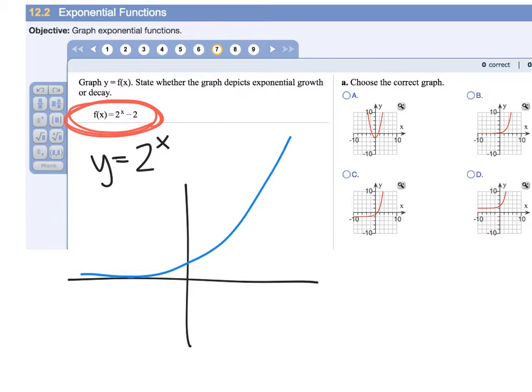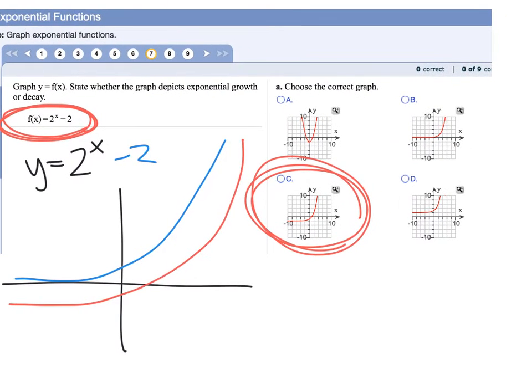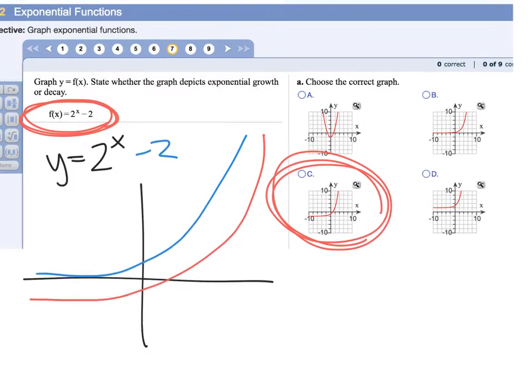All right. So 2x minus 2 is really just going to take the existing graph and lower it by 2. It's going to end up looking like that. And so that tells us the answer is going to be C, because it took the regular base graph of 2x and lowered it by 2. Now just to prove it, I typed it into Desmos, and there we go. So you'll notice it's the typical graph, but lowered by 2. And so in this case, it makes the option C.